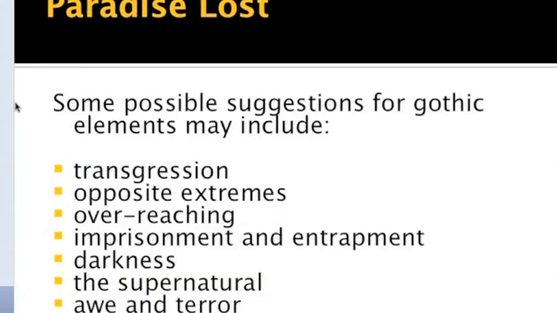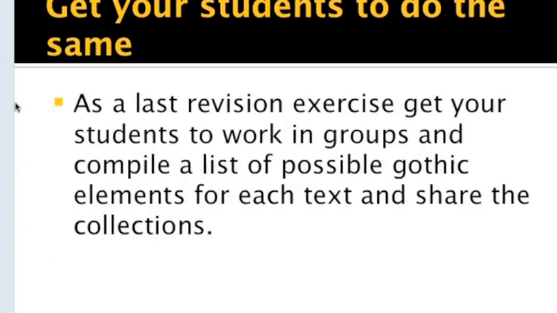The same as Paradise Lost, possible Gothic elements: transgression, opposite extremes, overreaching, imprisonment and entrapment, darkness, the supernatural, awe and terror, aberration and conflict. Very interesting words. Elements of the Gothic. Are any of those useful for your particular texts? So I do suggest that you go through that exercise yourself as a revision exercise. Get cards or posters and list the elements of the Gothic for each of your 3 texts, so it's there ready to use and think about.